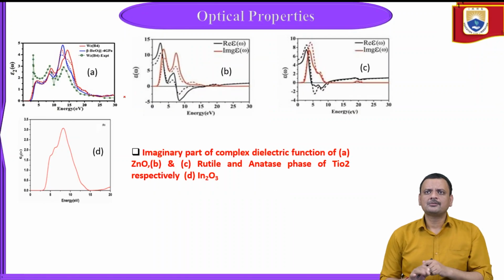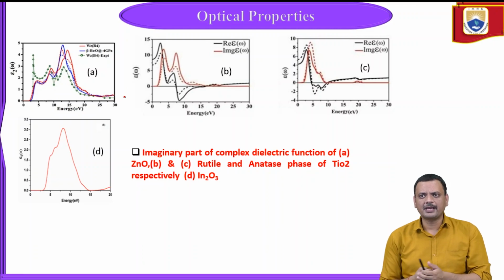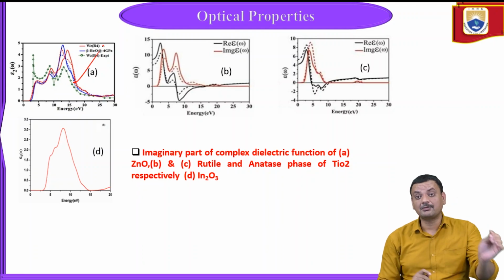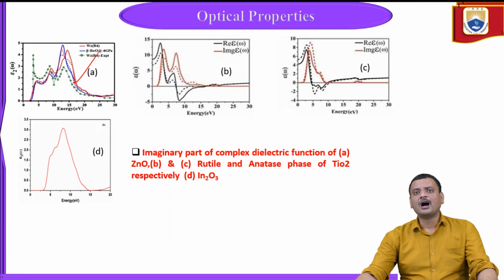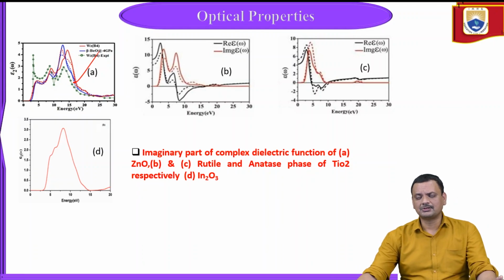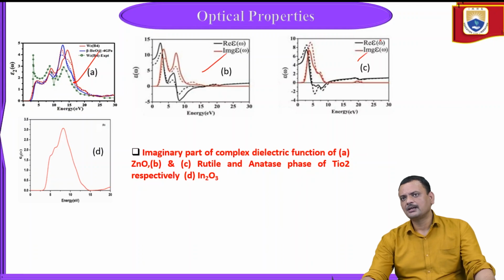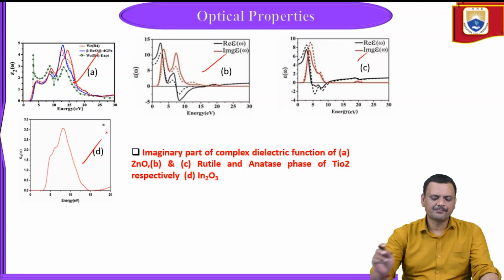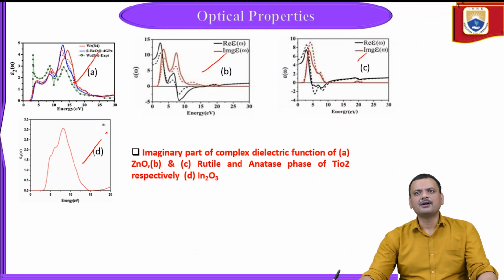Now I will also calculate the optical properties of these materials. The first figure is the imaginary part of the dielectric function of the considered wurtzite B4 and beta BeO phases. And this is the rest, the rutile and anatase phases of titanium dioxide. This is for indium oxide.